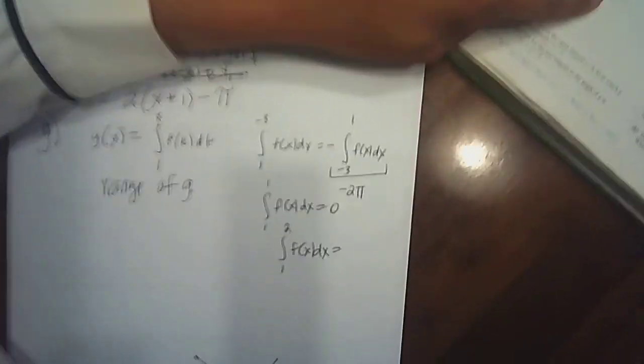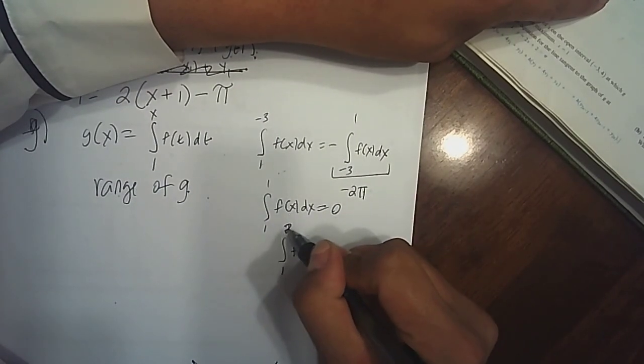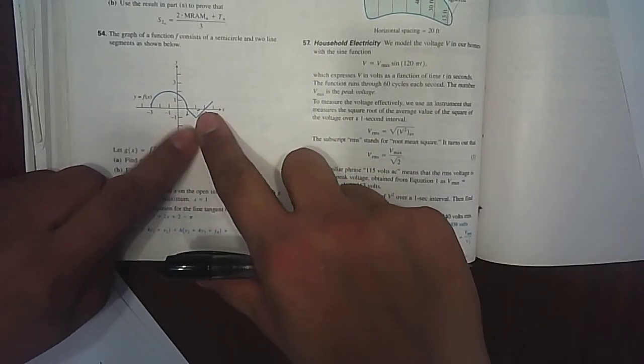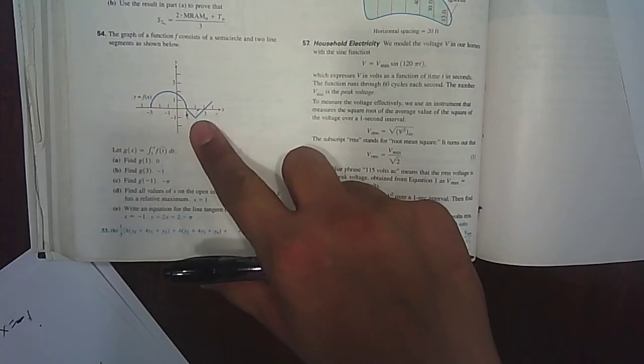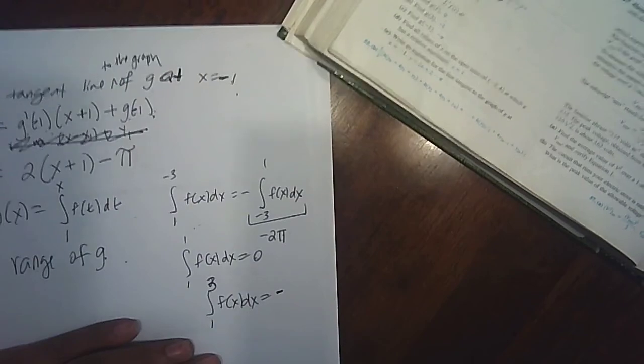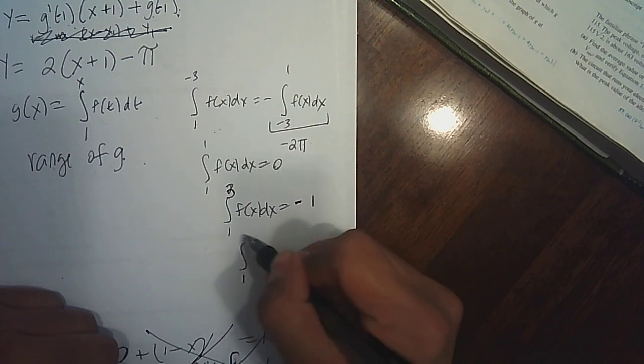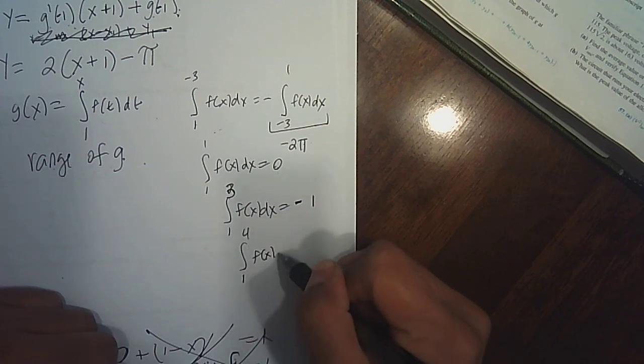If I go from 1 to 3, a larger triangle, it's below the x-axis, so it will be negative for 1 to 3. The base is 2. The height is 1. So the area ends up being just 1. Okay, all right, we'll do one more. It's the integral from 1 to 4, f of x dx.